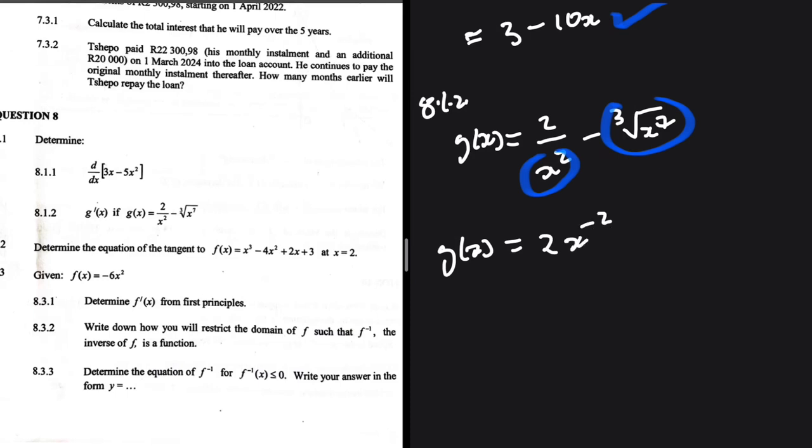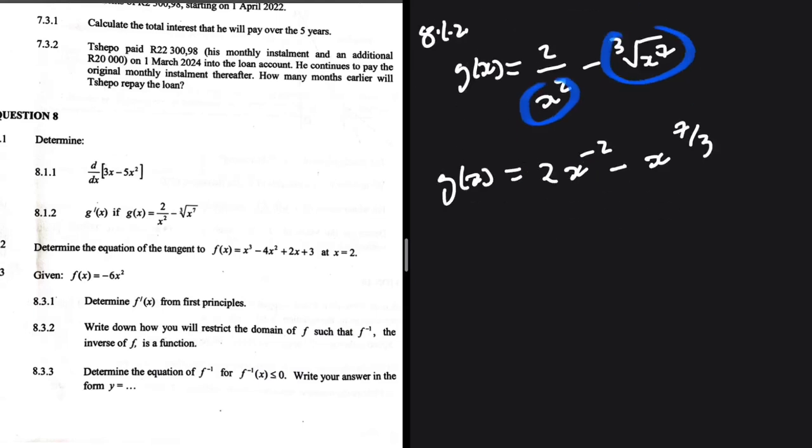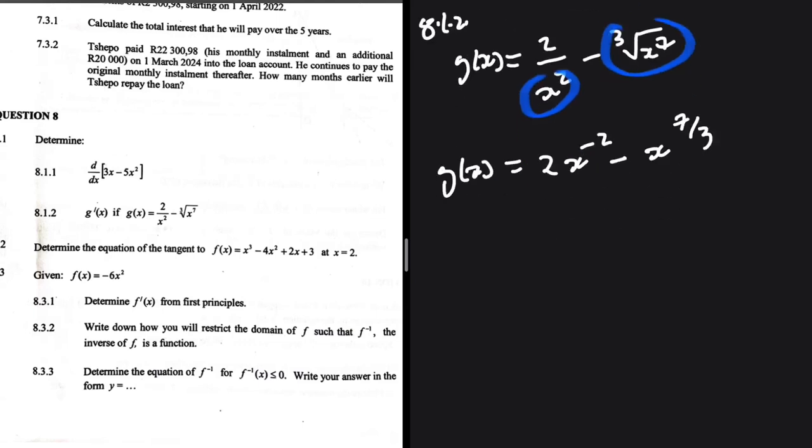When you bring x squared to the numerator, the power changes sign, right? And then we're going to have minus x to the 7 over 3. So when we have written it like this, we can then differentiate, and then we are able to see g prime of x. We cannot say g prime of x at this step, it would be wrong. We say it on the last step.